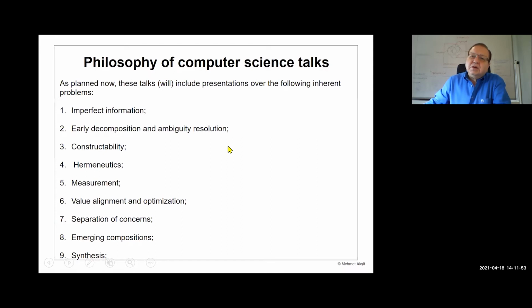Well, this is a part of what I would call philosophy of computer science talks. And this is my second talk. The first one was about the imperfect information problem. And in this talk, I will basically present two additional problems. The early decomposition and the ambiguity resolution problems are actually a special case of the imperfect information problem. The remaining talks in the future will introduce the constructibility problem, the hermeneutics problem, and so on.